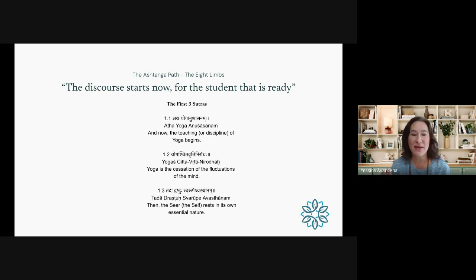I love this quote, similar to a different quote by Lao Tse, because it's similar in that when the student is ready, the teacher appears. But in this case, this is one of the interpretations of one of the sutras: the discourse starts now for the student that is ready.